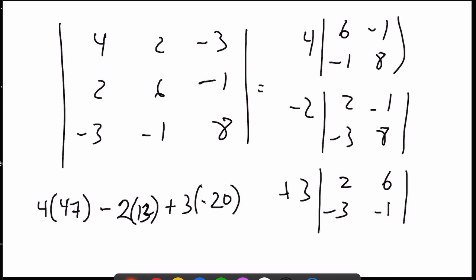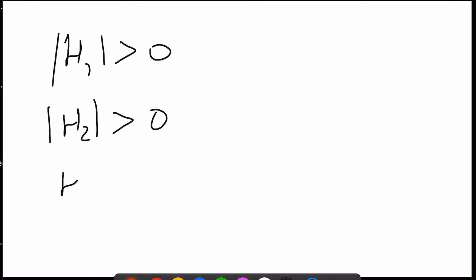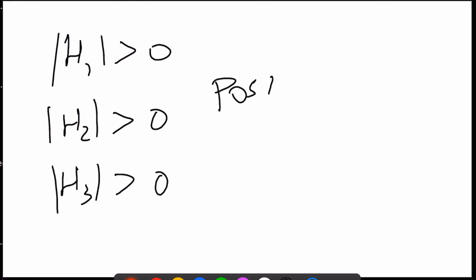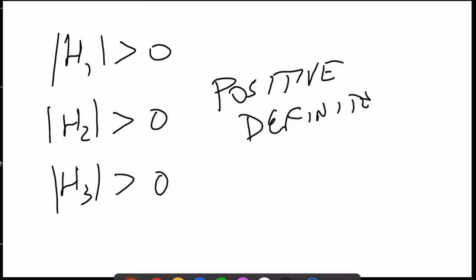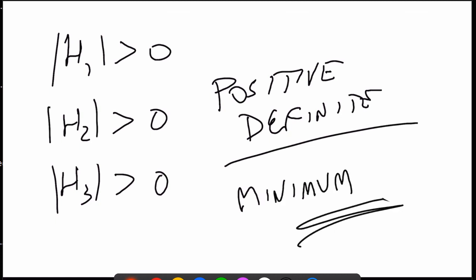And we can do the math, and you can do that if you feel like, but this is going to be greater than 0. So what we've got is that H1 is greater than 0, H2 is greater than 0, H3 is greater than 0. That means this matrix is positive definite, and our solution is a minimum. Good? It's exciting. It is. It's very exciting.